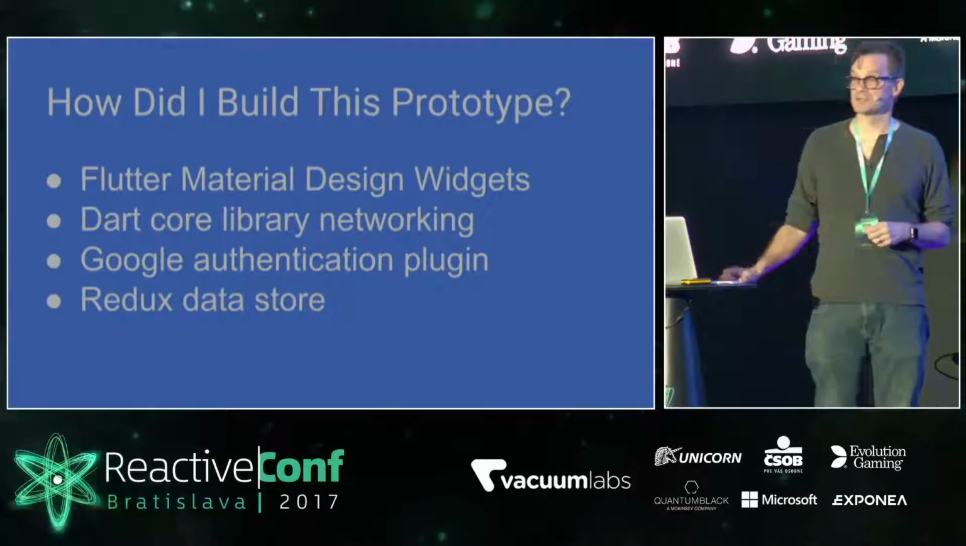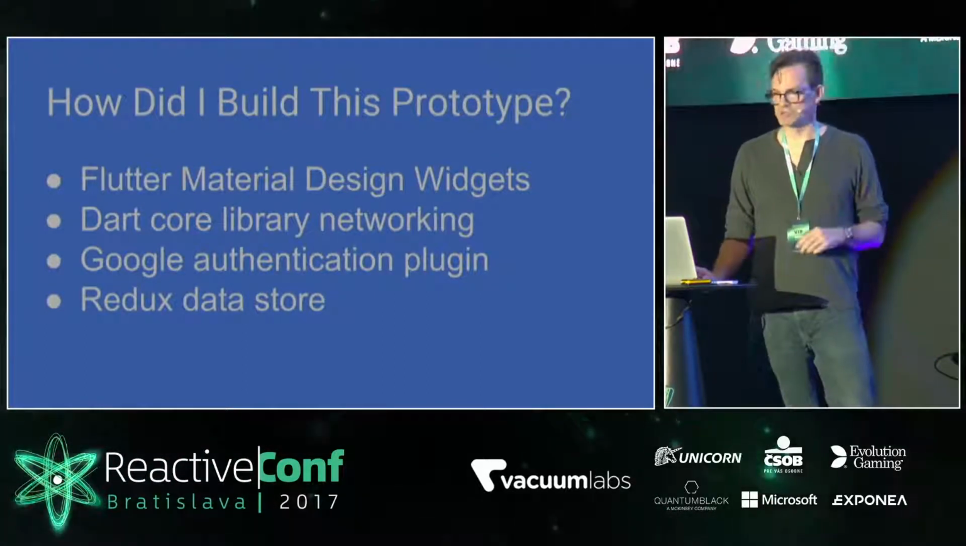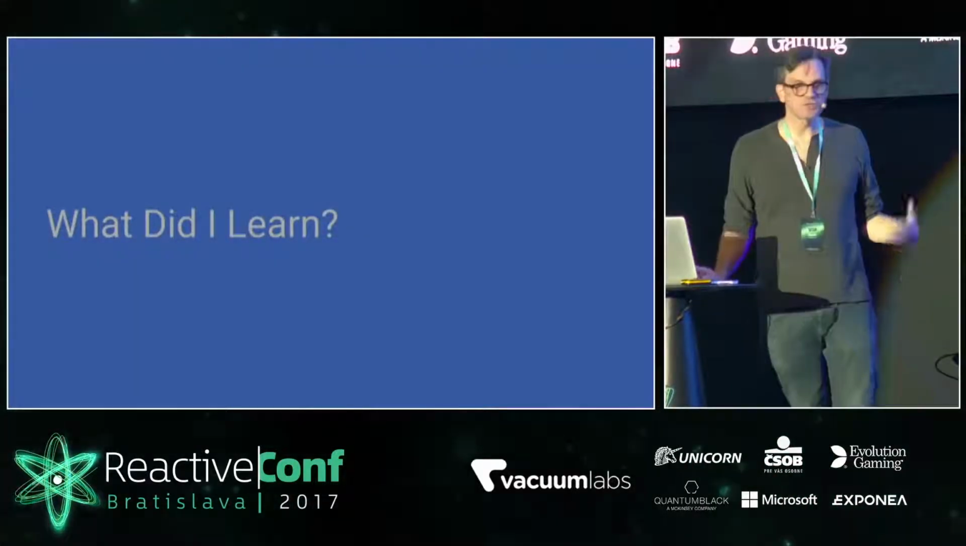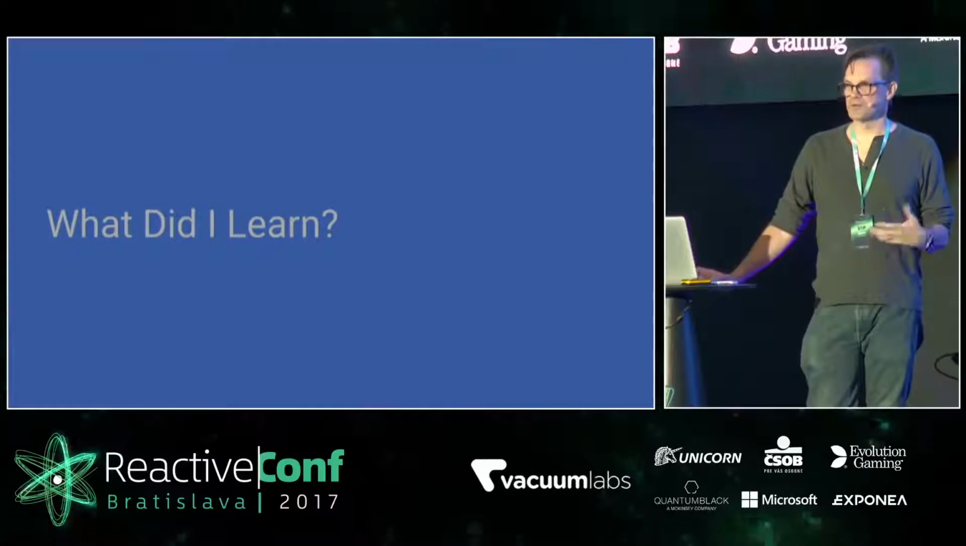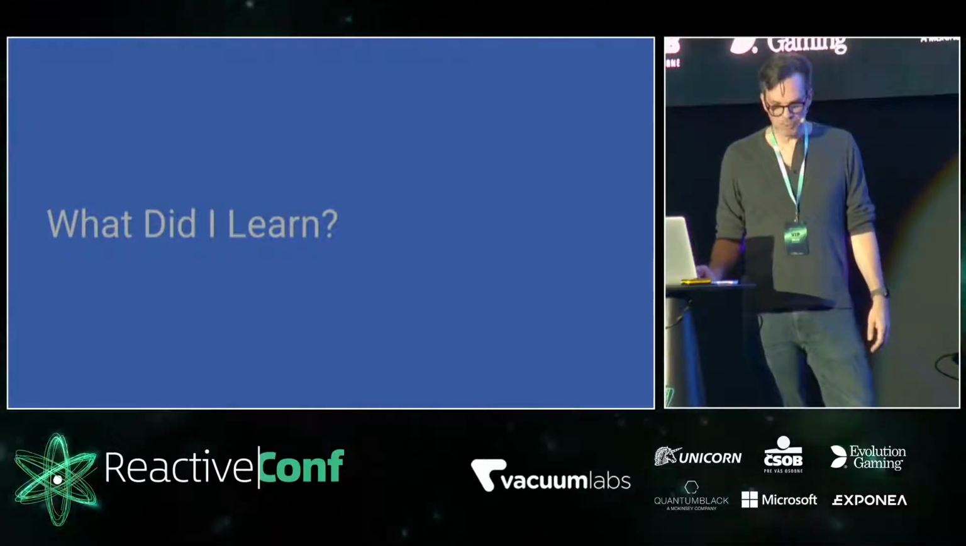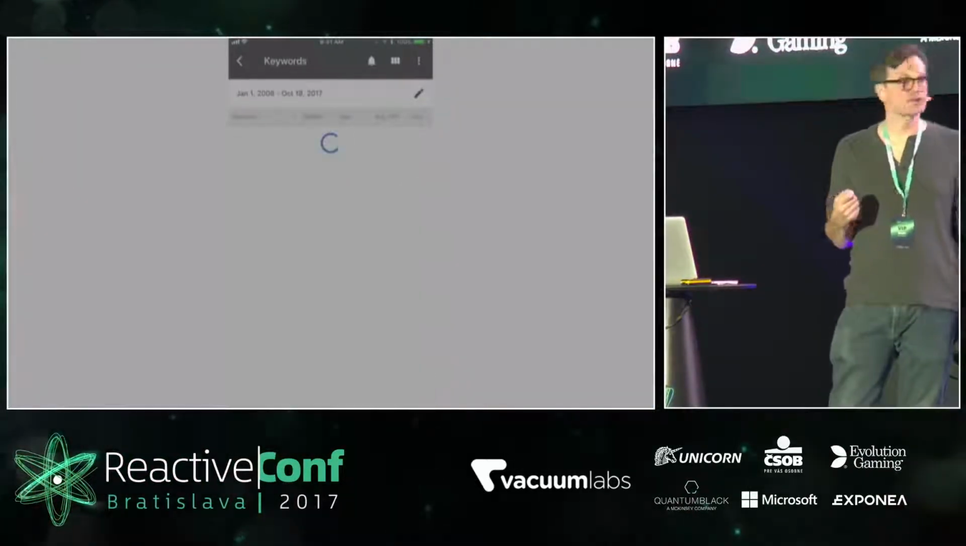And I used a Redux data store. I used a port of Redux called Green Cat, and that worked just fine. It worked just like you'd expect it to. So this was convincing enough that we decided we would start work on a production version of our application using Flutter. But one thing that became pretty obvious to us is that we had some complicated asynchronous logic going on.